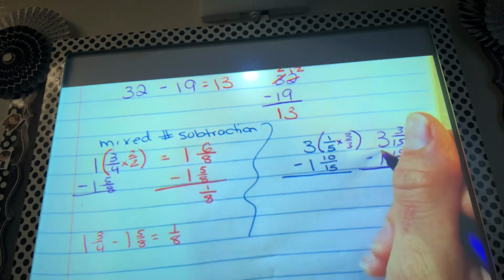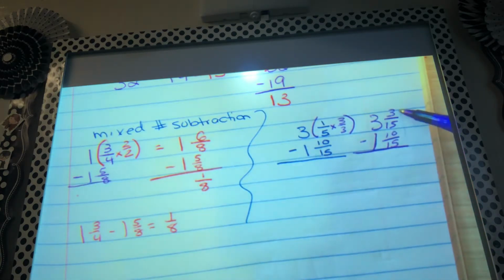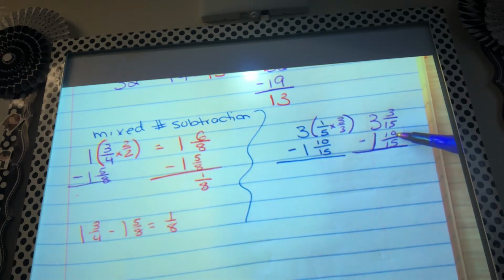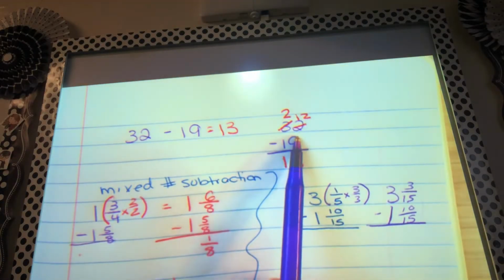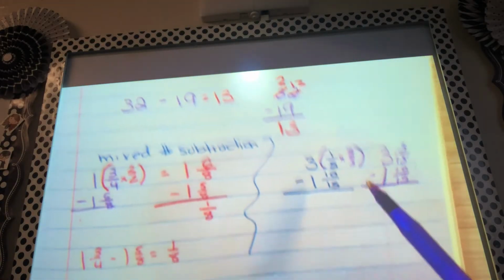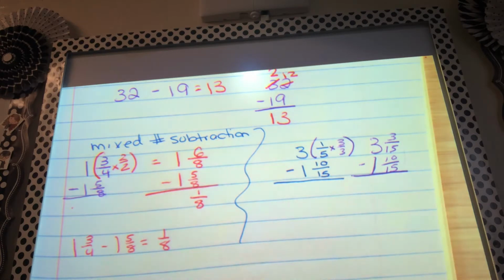So just like before, I start in my smallest place value, which is my fractions over here, my fractions that are less than 1 in this area, and I have 3 take away 10. Well, if that was a whole number, I would fair trade just like I did up here. But it's not a whole number. I can still fair trade because I have wholes to fair trade from.